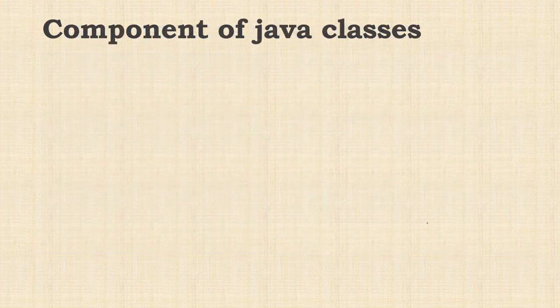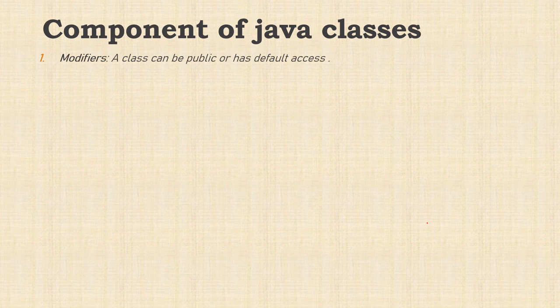Components of Java classes, we'll see one by one. Modifiers: a class can be public or have default access. Class keyword: the class keyword is used to create a class, as we just saw.